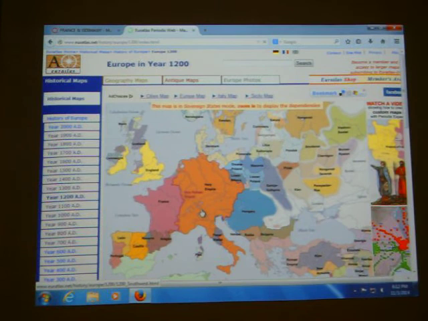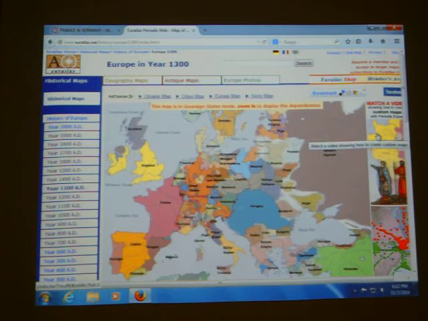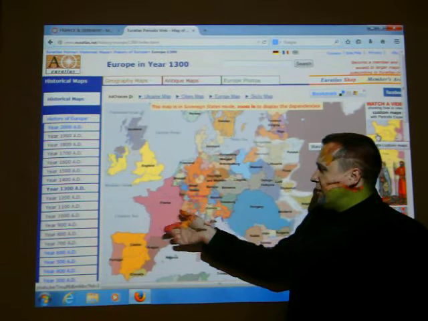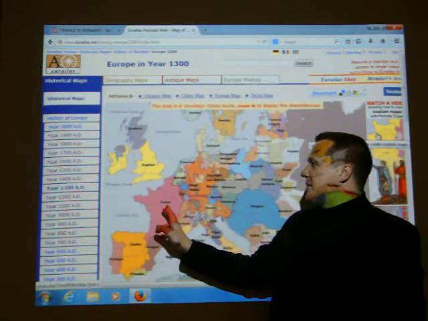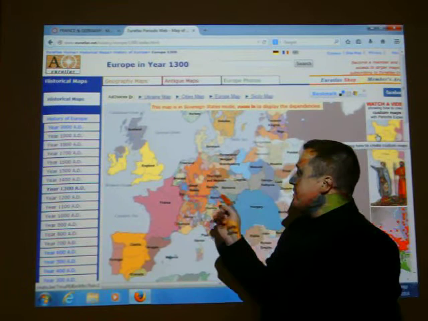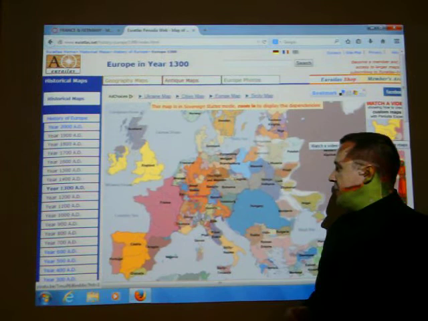This is 1300. By this time, a more distinct cultural identity has been formed here, and maybe around this time, a stronger central government and lasting dynasties are formed in France. Unlike here, where you have hundreds, thousands of little princedoms and bishoprics and so on, a typical medieval arrangement. And this is going to be a continued reality.